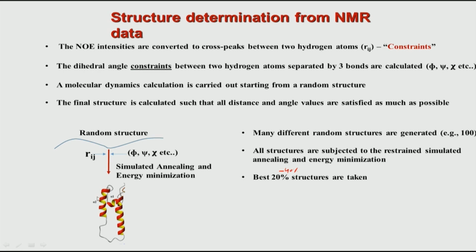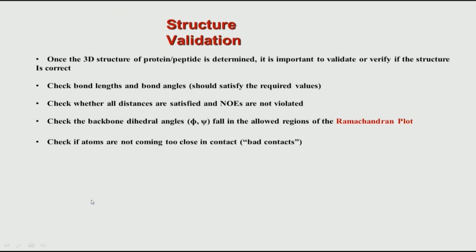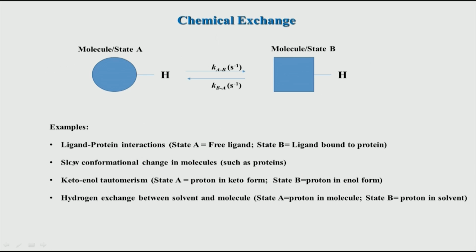So, a hydrogen atom sitting on this helix, one position here, and a hydrogen atom on the same helix, but when the helix moves out, can be called a second state. So, this is called conformational exchange, and that is also very useful to study using this phenomenon of chemical exchange.